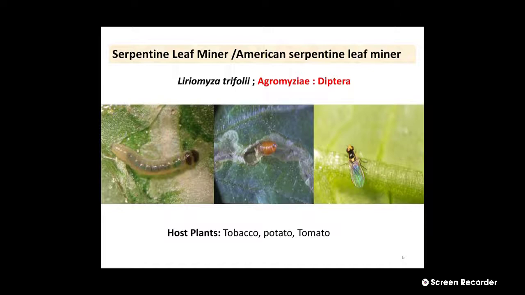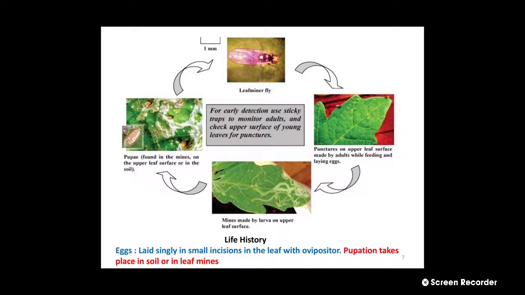The next point is their life history. The life cycle is completed in 4 different life stages. First one is egg, then larva or maggots, then pupa and adult fly.